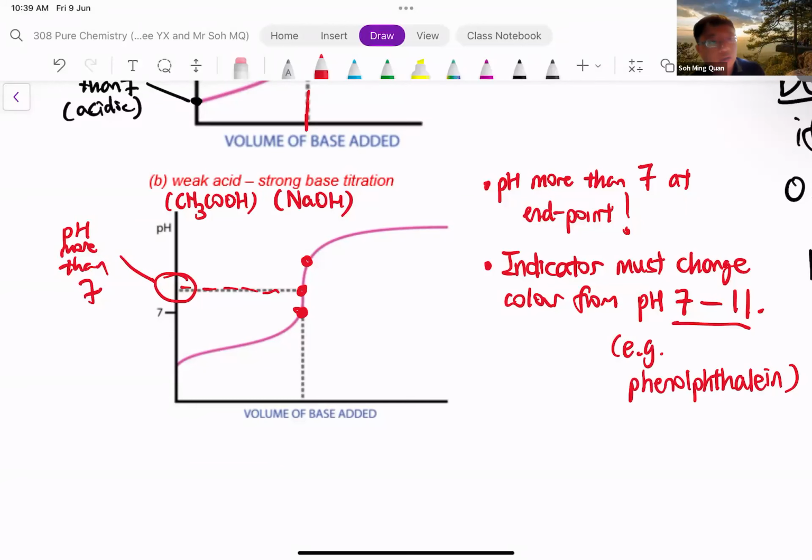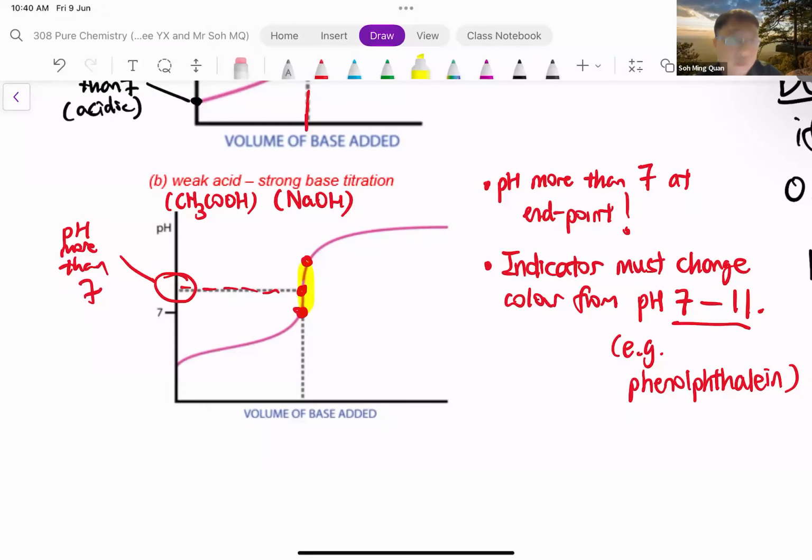Okay. So very often we will give you data about different indicators, and ask you, oh, it changes color from this pH to this pH. So choose an indicator suitable for the titration. How do you choose? You got to choose an indicator that changes color in the range whereby the pH shoots up. It shoots up from pH 7 to pH 11. So your indicator must change color somewhere in this range. Okay?